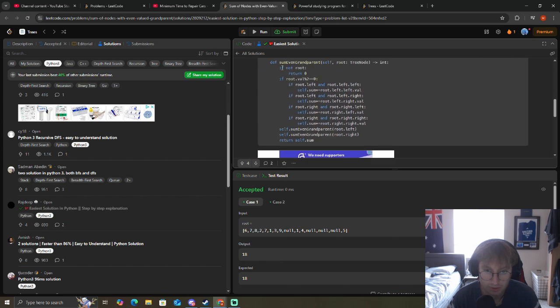Geez, what is this solution? If not root return 0. If root.val % 2 is equal to 0, if root.left and root.left.left. Oh, okay, right. So he's running through this, if we're the grandparent and we have a root.left and then we have a root.left.left, then we add the root there and we keep going and then we recursively run through the tree. That's an interesting way to do it too. I mean, so many other ways you can do it.